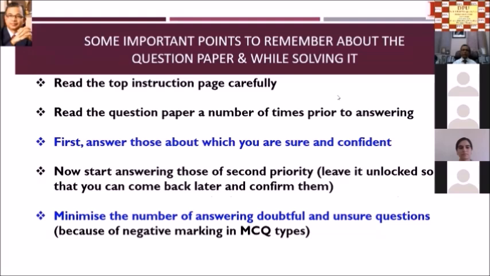So there are some tips on how to attempt the questions once you receive the question paper in your examination hall. First, read the top instruction page carefully. You should not miss out the instructions. Read the question paper a number of times prior to answering. Third, first answer those about which you are sure and confident. And then start answering those of second priority. Leave the rest unlocked so that you can come back later and confirm them before submitting. And lastly, of course, minimize the number of doubtful and unsure answers because of negative marking, a usual feature of MCQ type tests.